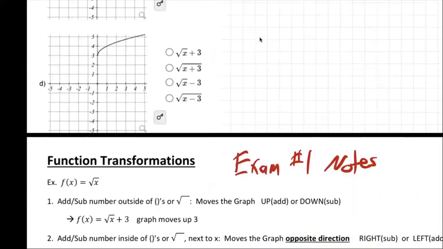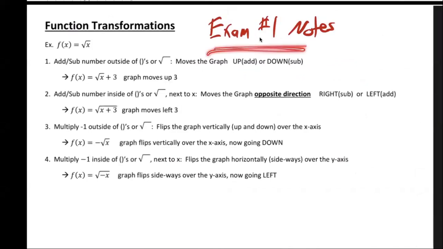Well, if we look down at the exam one notes, this is the last thing on the exam one notes, function transformations. It gives us actually the example of a square root. In fact, it's even got the 3 thing. It's going to really help us. See, it says, if you add or subtract a number outside of the parentheses or the square root, same thing either way, it moves the graph up for adding, down for subtracting. See that? So up for adding, down for subtracting.